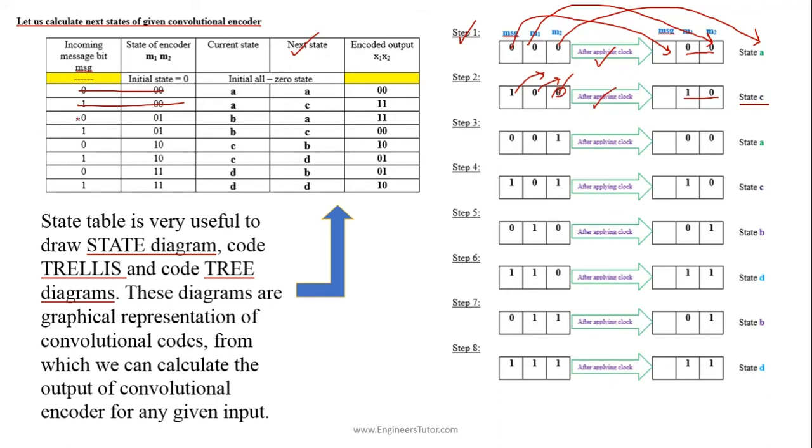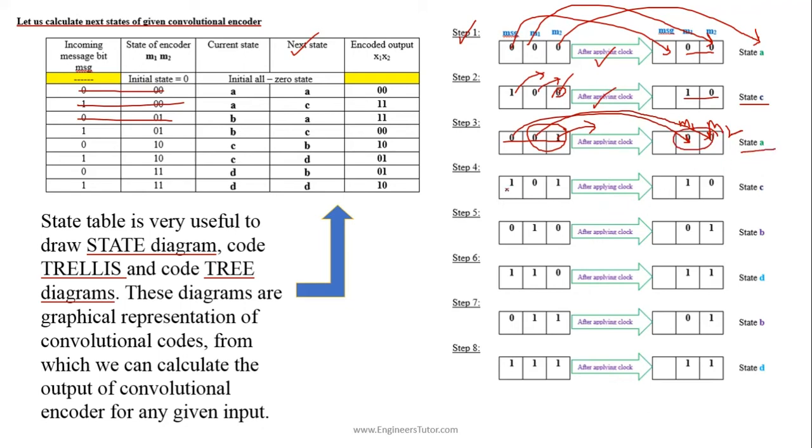Similarly for 0 0 1, after applying the clock pulse, this will be discarded after a right shift by 1 bit. This will move to this place and this will move to this place. So this will be M1 M2. So the state changes from 0 1 to 0 0. So 0 0 is the state A.